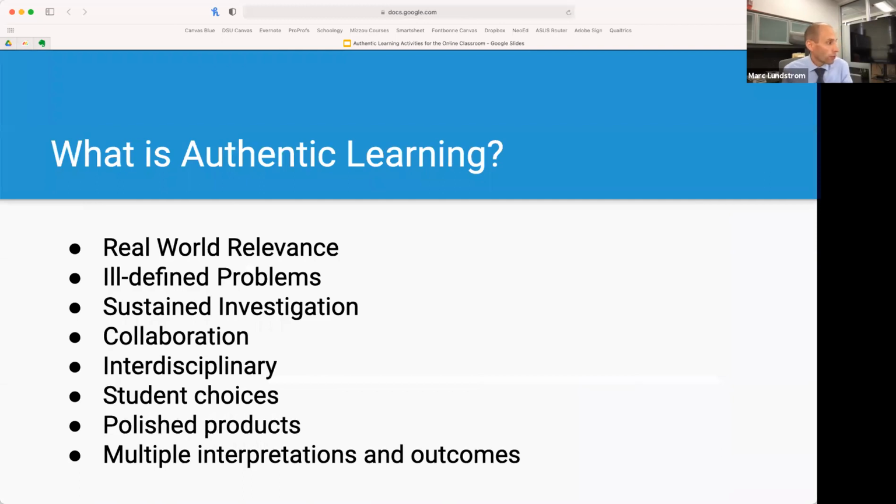Okay, so thinking about what authentic learning is and how we can identify those pieces. I already talked about real world relevance. So this was clearly a really relevant topic for us.